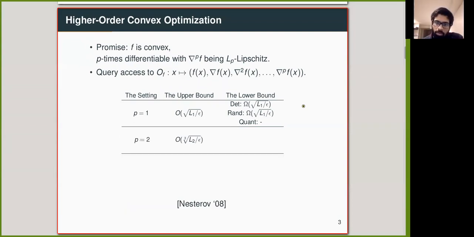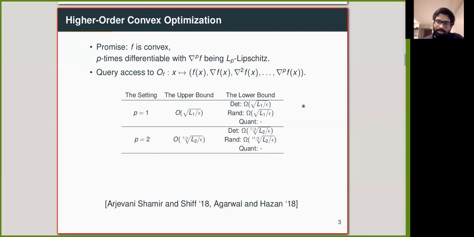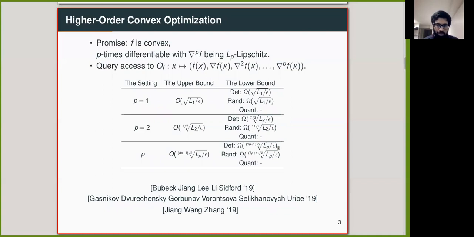For the setting p equals 2, you get an even better algorithm. That was further improved to, instead of the cube root, the 3.5th root of 1 by epsilon. And if that might seem like a weird upper bound, unfortunately, it's also optimal. So you can't do better than the 3.5th root of L2 by epsilon for deterministic algorithms. It might be possible for randomized algorithms, but we know you can't do more than polynomially better than that. And this generalizes. For a general p, you have the (3p+1)/2-th root of 1 by epsilon. This was proven in 3 different papers, which gave 3 different algorithms and all came out at the same time.